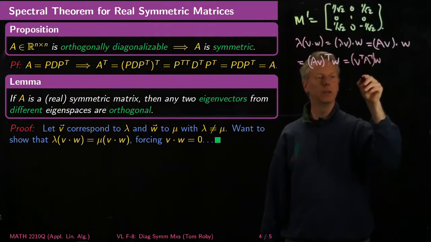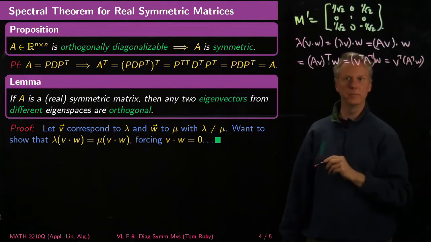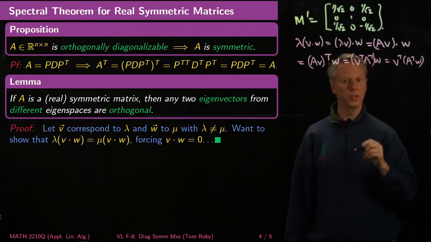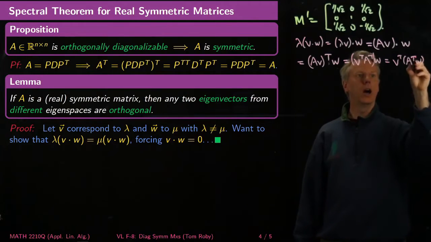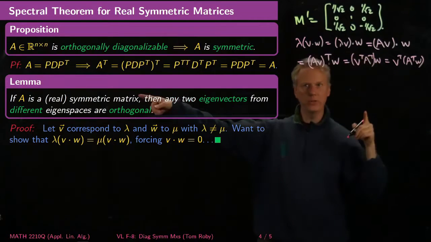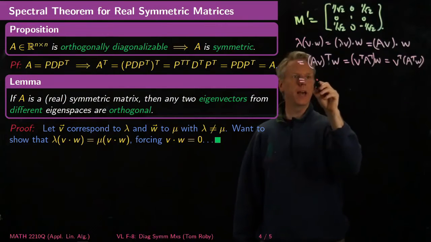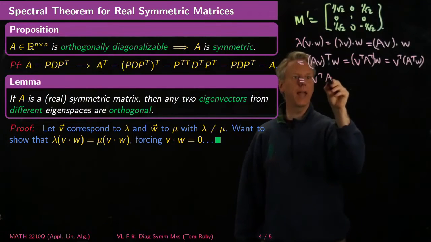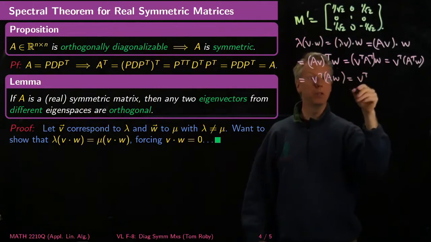All right, but now I can reassociate this as v transpose times A transpose w. And now you really can't stop me, right? A transpose w, I know that A is a symmetric matrix. That's one of my hypotheses. So A transpose equals A. So I use that, and I get that this is v transpose A w.